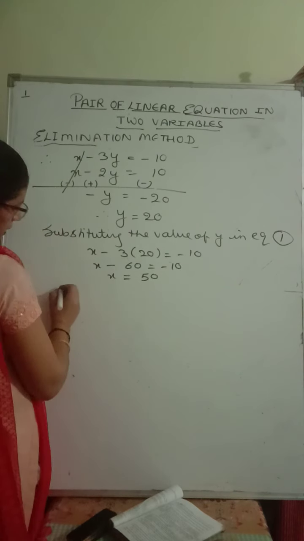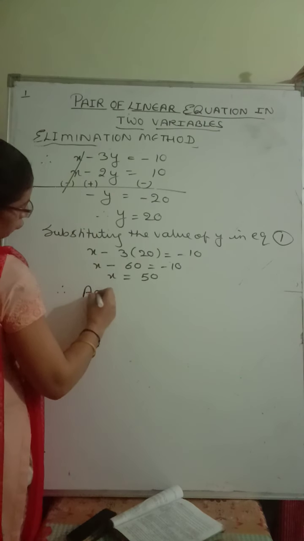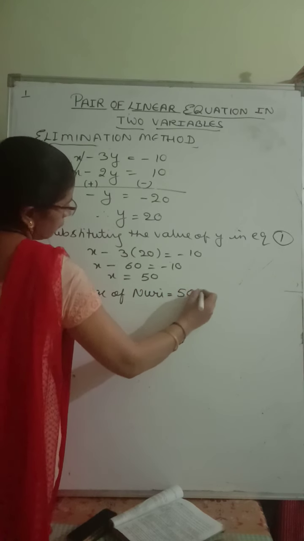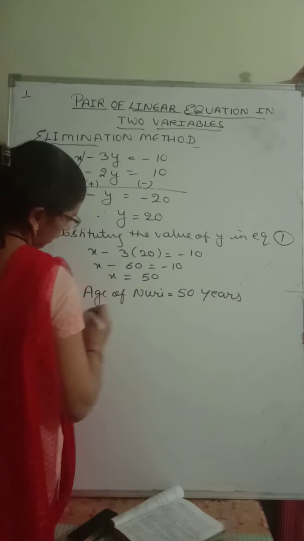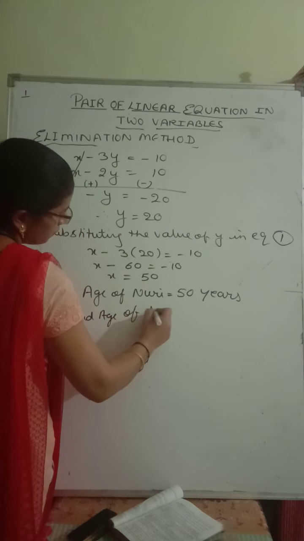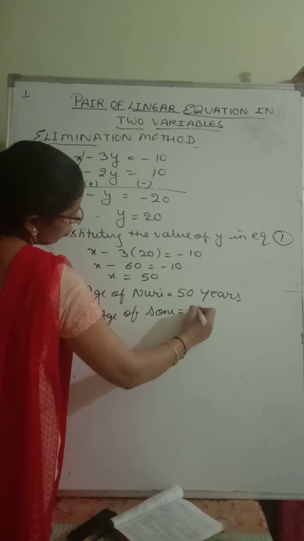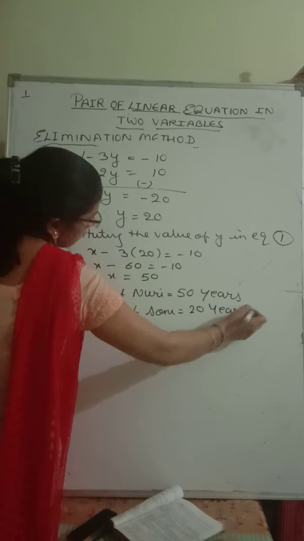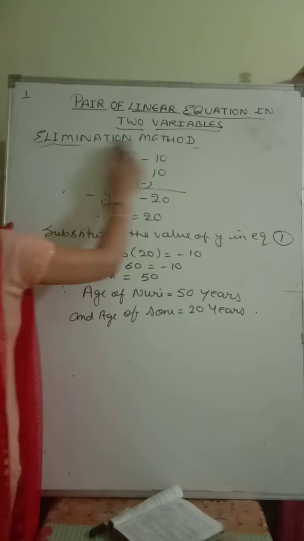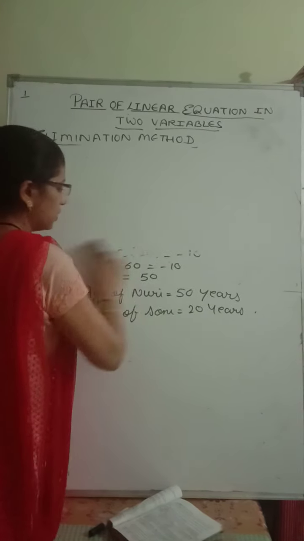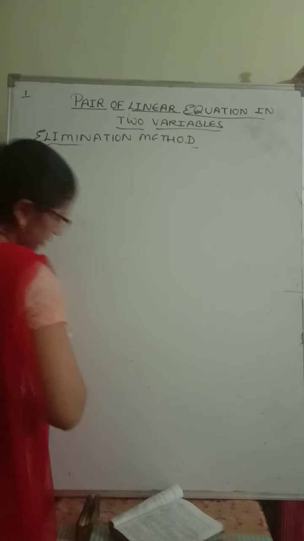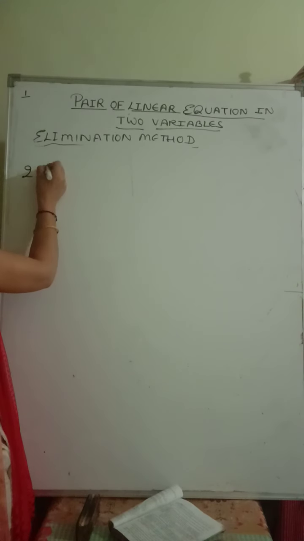Okay, so you will write in words form. Therefore age of Noori is 50 years and age of Sonu will be 20 years. Okay, let us quickly move to the third part of the second question. Okay, so what is the third part of the second question?